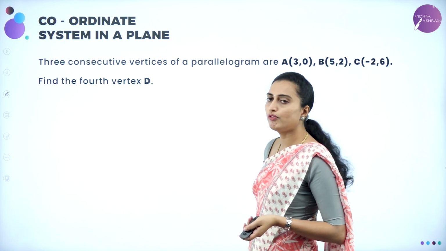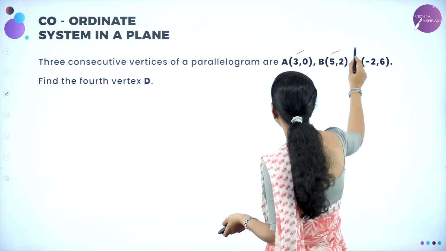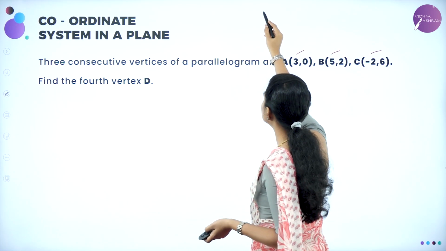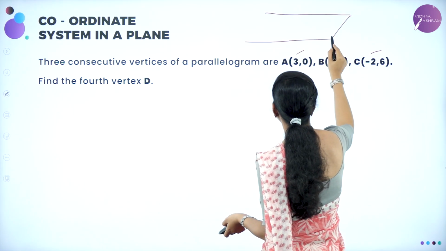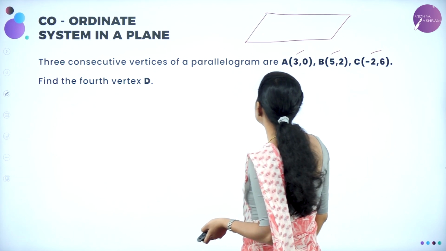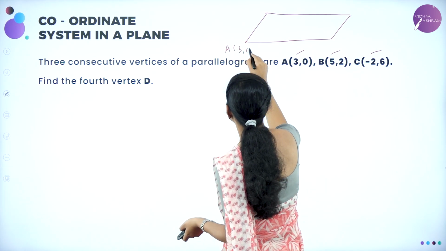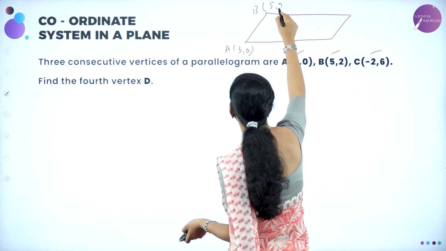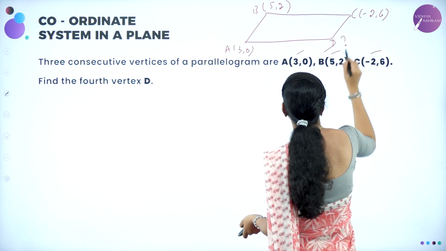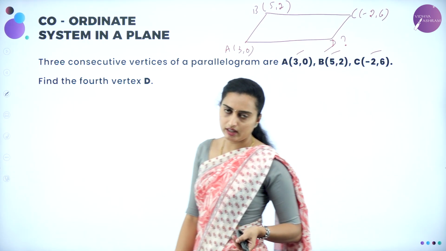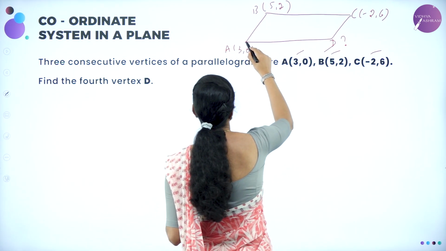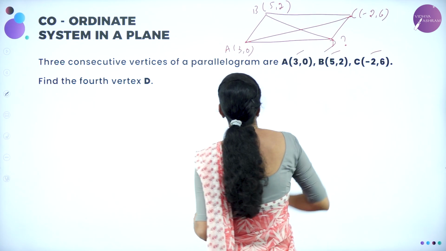Three consecutive vertices of a parallelogram are A of 3, 0, B of 5, 2 and C of minus 2, 6. Find the 4th vertex. A parallelogram is this one, right? Where the diagonals will not be equal, but opposite sides will be equal. We don't know what vertex D is. Diagonals bisect each other, right? So the midpoint will be the same.